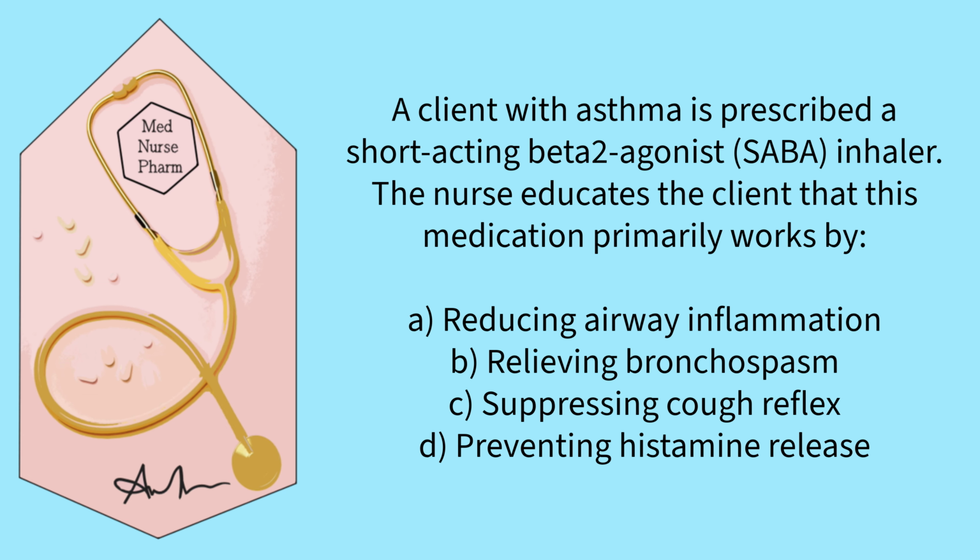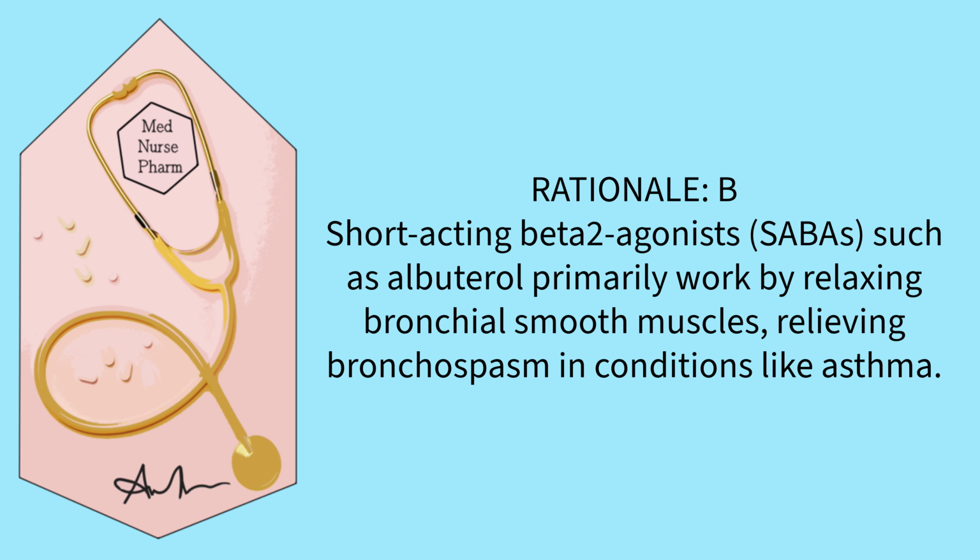A client with asthma is prescribed a SABA inhaler. The nurse educates the client that this medication primarily works by: A: Reducing airway inflammation. B: Relieving bronchospasm. C: Suppressing cough reflex. D: Preventing histamine release. The correct answer is B. SABAs, such as albuterol, primarily work by relaxing bronchial smooth muscles, relieving bronchospasm in conditions like asthma.